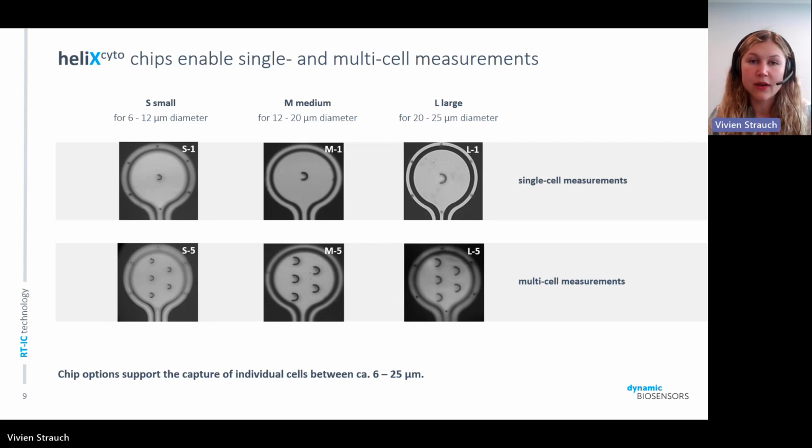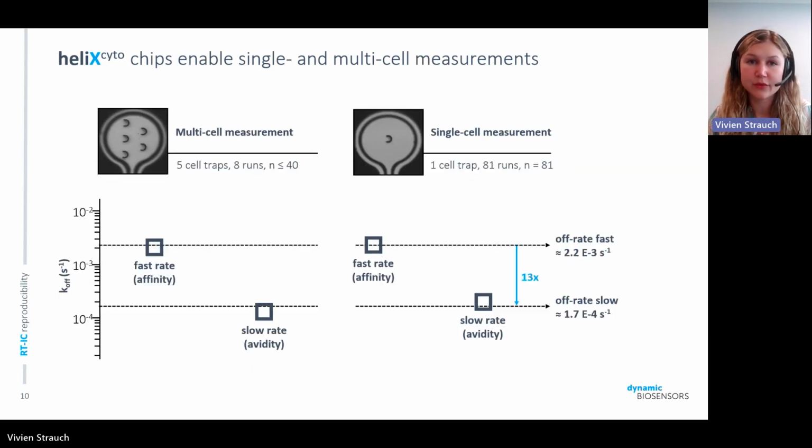These chips are also giving very reproducible results. So we tested this with the same interaction in either just a few measurements on a multi-trap chip or a lot of measurements on a single trap chip. And as you can see in this graph, the dissociation rates resulting from these measurements are very comparable.